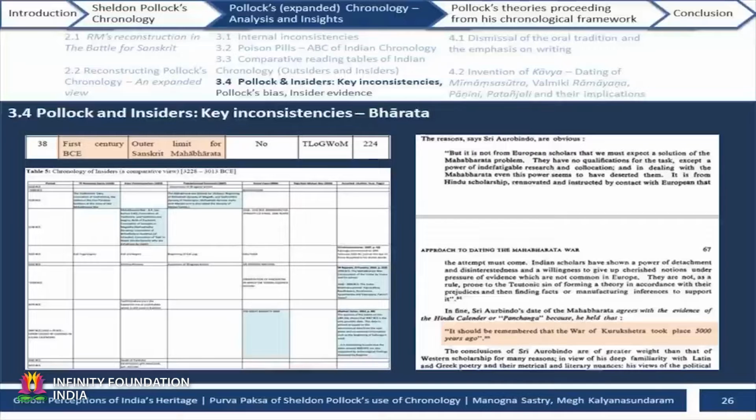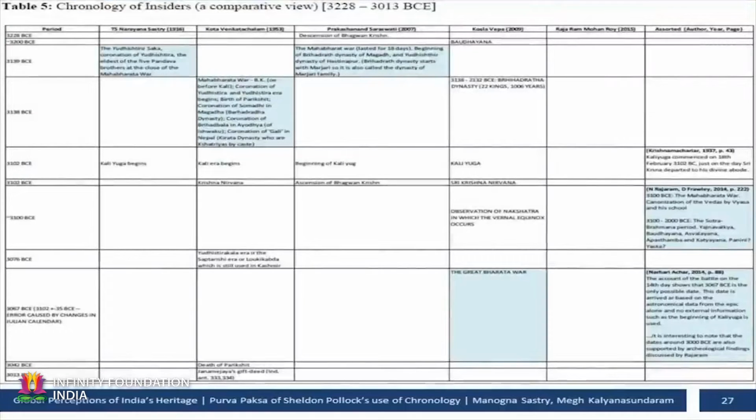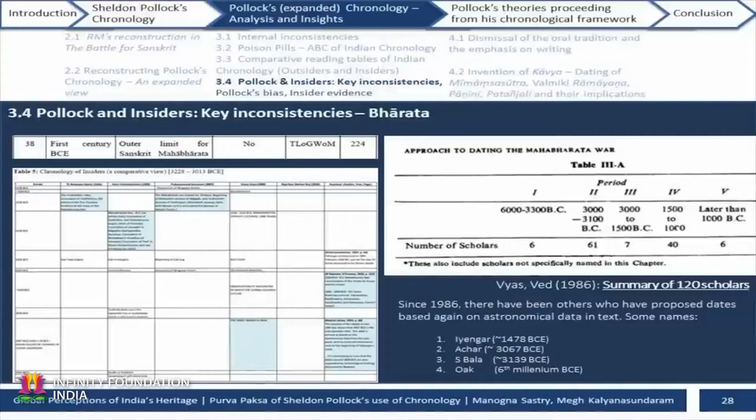Now, Sri Aurobindo, writing as he did in the previous century, wrote, and I quote, "It should be remembered that the war of Kurukshetra took place 5000 years ago," unquote. Our listed insiders date the Mahabharata war to within 100 years on either side of 3100 BCE. A 1986 study of the dating of the Mahabharata war, a rather exhaustive one, which analyzed the positions of 120 scholars found in the book of Veda Vyas, shows that over 50% of the scholars dated the Mahabharata within 100 years of either side of 3100. Hence, perhaps a candidate for being the position of the insider.